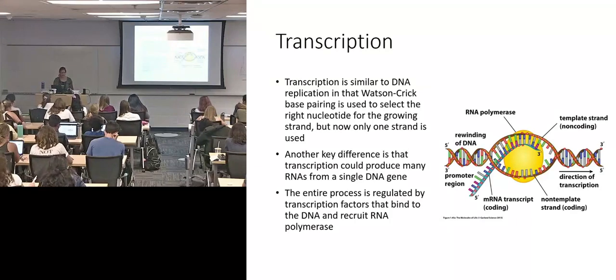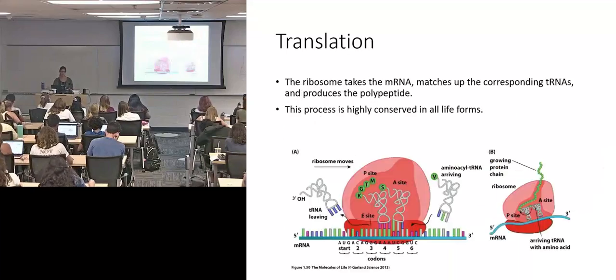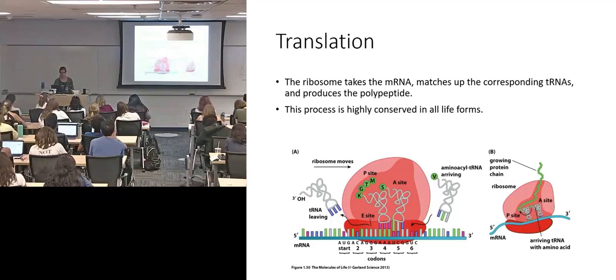Okay? Once you have the mRNA transcript of interest for our gene of interest, it's going to get transported out of the nucleus, and then the ribosome will take over. It'll match up corresponding transfer RNAs and produce the polypeptide. This is a really highly conserved process in all life forms, so regardless of whether we're talking about animals or humans, this process looks the same for everybody. What looks somewhat different is some of the proteins involved in the ribosome, but ultimately the process looks the same.